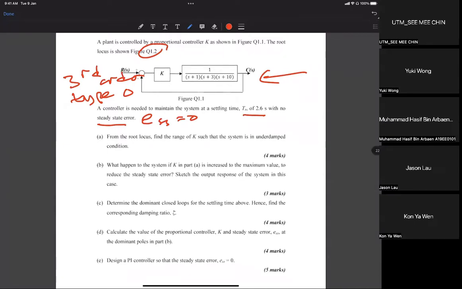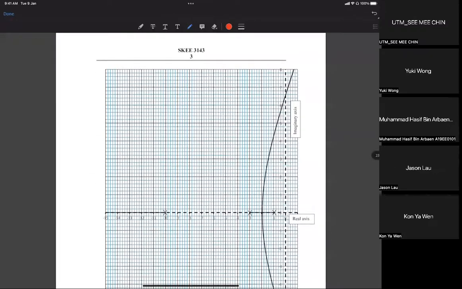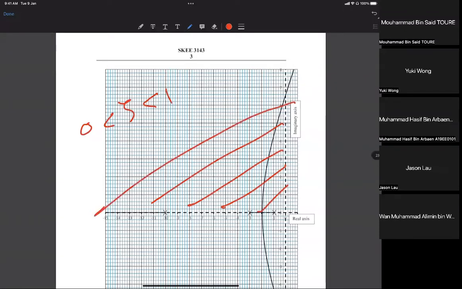So how to do it? From the root locus, find the range of K such that the system is in underdamped condition. What is underdamped? Underdamped is this region. This is the underdamped region.